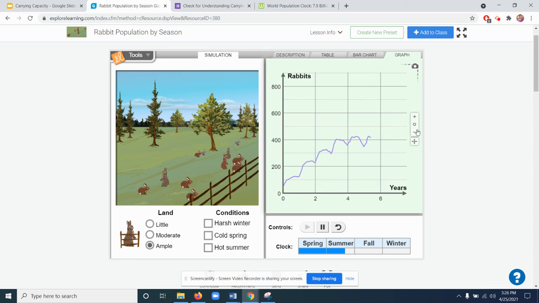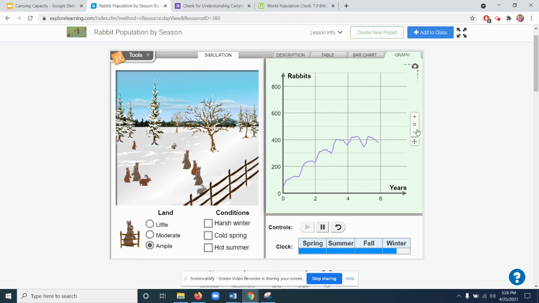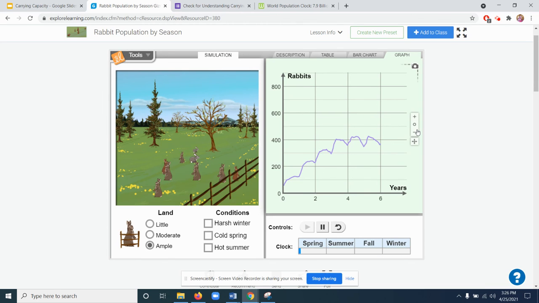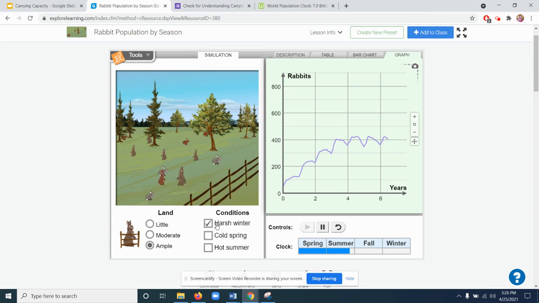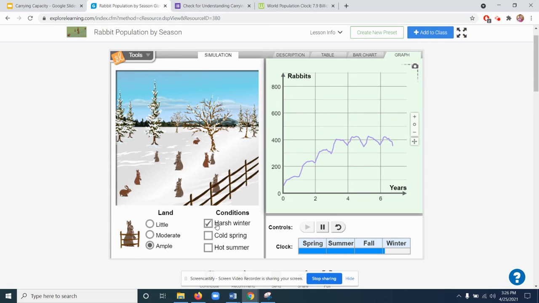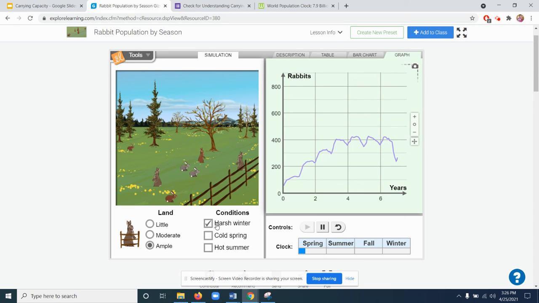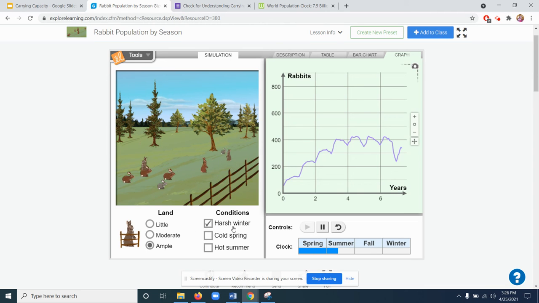So this is a population graph, and you can see that it's going to look similar to the other graphs that we just went over in the presentation. So we're going to use this, so you better get familiar with it. You can change the conditions. Let's give them a harsh winter. Let's see what happens to their population. Harsh winter. Oh, whoa, what's happening there? So here you're going to see the influence of land and environmental conditions on carrying capacity and obviously the population of rabbits.